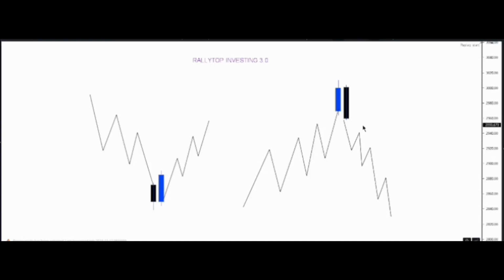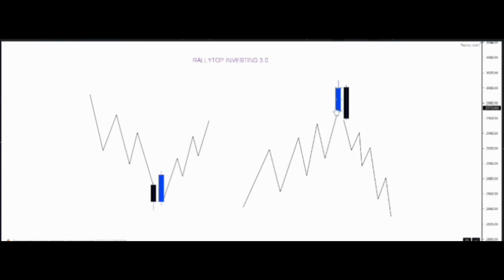And you must take note, as price is printing lower low, lower high, lower low, lower high, as it's pulling back, you want to find this candle pattern at the high of each pullback. As price is going down, you want to find this candle pattern at the high. Now, how do you trade it?